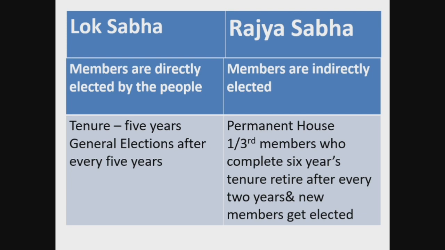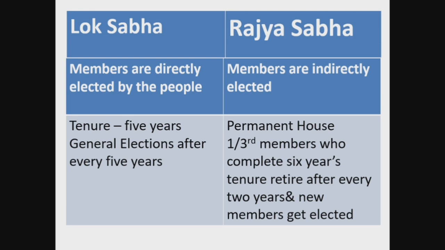The Lok Sabha is known as the lower and the first house of Parliament, whereas Rajya Sabha is known as the upper and second house of the Parliament. In Lok Sabha, members are directly elected by the people. And so we have general elections after every 5 years to elect these members.